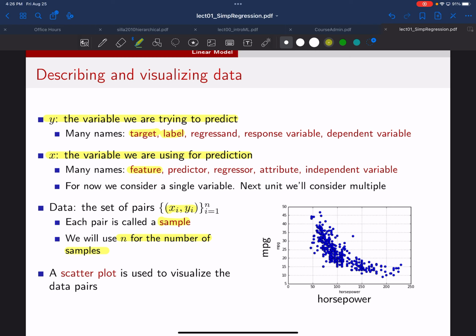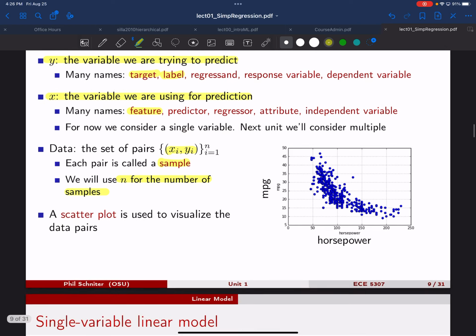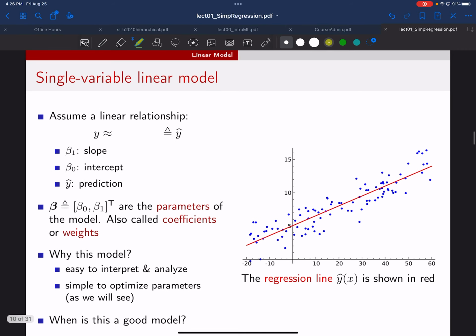Okay. And then this scatter plot we've seen before, that's the name we give to that kind of plot that we use to visualize these pairs. All right, so now let's get to the model. So we said we're going to focus on linear models, so let's be a little bit more concrete about that.